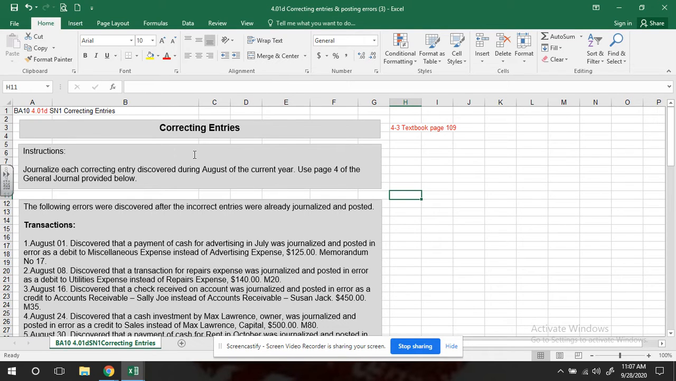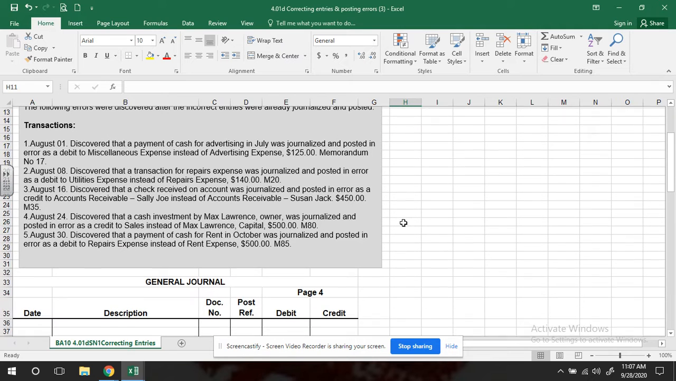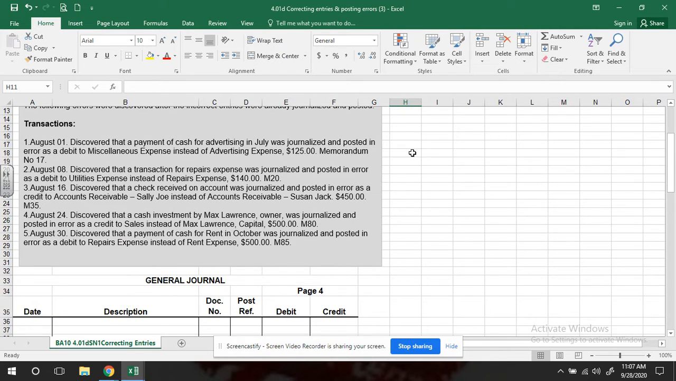I'm just showing how to correct entries because we're all human, and everyone who does accounting is human, and we can make mistakes. The thing is that you need to go back and need to be able to correct these properly. All right, so we're going to go through each one of these transactions. So this says that on August 1st, discovered that a payment of cash for advertising in July was journalized and posted as a debit to miscellaneous expense.